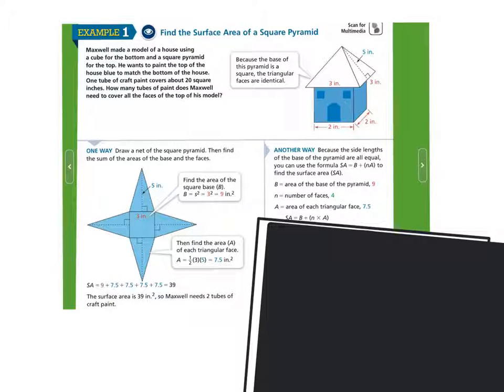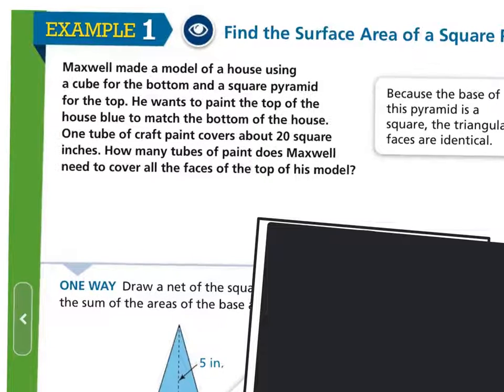So example 1, Maxwell made a model of a house using a cube for the bottom and a square pyramid for the top. He wants to paint the top of the house blue to match the bottom of the house. 1 tube of craft paint covers about 20 square inches. How many tubes of paint does Maxwell need to cover all the faces of the top of his model?